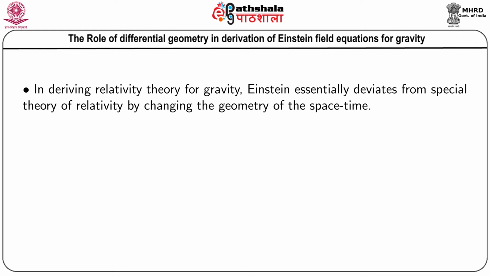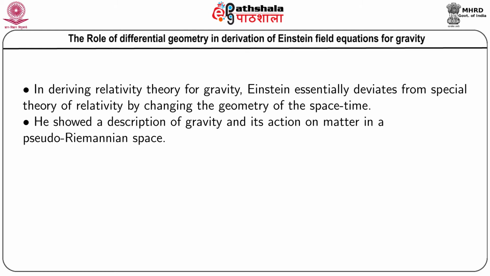Now, there are some main points that Einstein considered to derive Einstein's field equation for gravity. Einstein observed that it is the deviation from special theory of relativity, and he deviates from special theory of relativity by changing the geometry of the space time. And he showed a description of gravity and its action on matter in a pseudo Riemannian space. So, the underlying space here will be the pseudo Riemannian space.